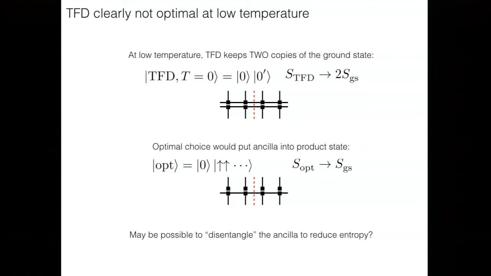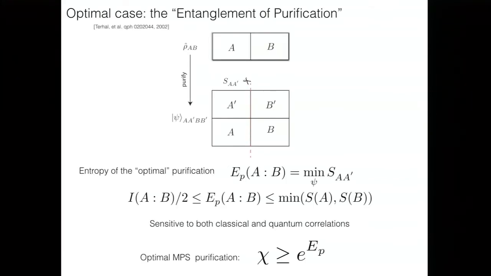Okay, so this is a trivial limit where it's possible to do better, but we could ask, how do we interpolate or minimize the amount of entanglement at intermediate temperatures? And the idea is I want to think about going from here to here as basically disentangling the ancilla. So this problem has actually been considered, I think it was first considered in 2002 in this paper, and given the name of entanglement of purification.